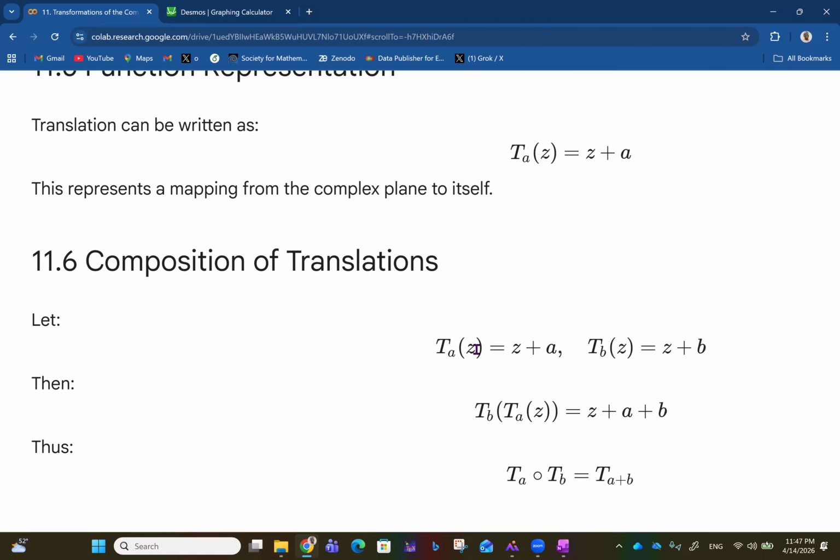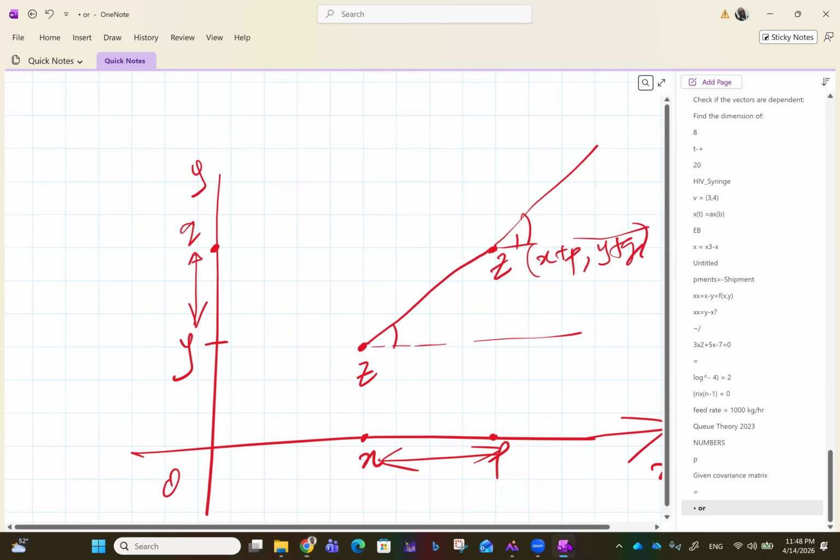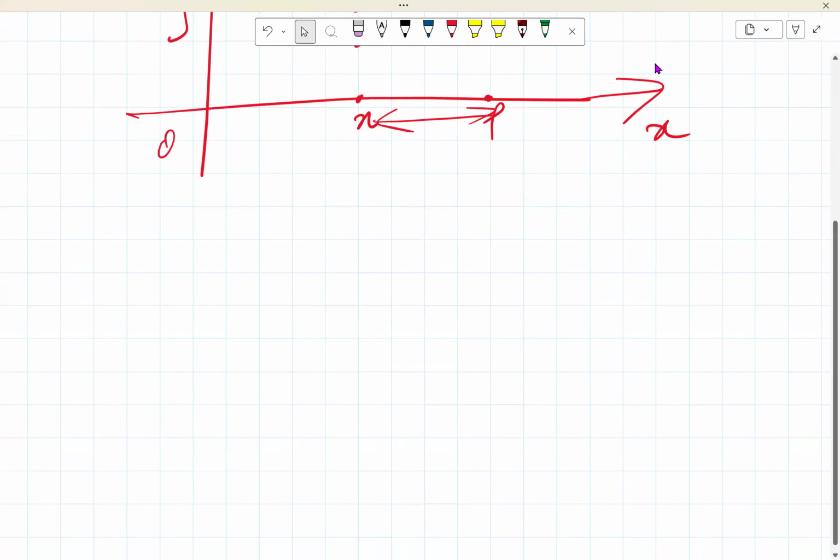So let T sub a of z be equal to z plus a, and T sub b of z be z plus b. That means you're moving z by a factor a, and in this case by a factor b. So T sub b of T sub a of z means that you are taking a translation of the translation of a. So T of a itself is z plus a, right? Then T of b is z plus b. So I think it's easier to write it out, for easier understanding. It's more like composition of functions.